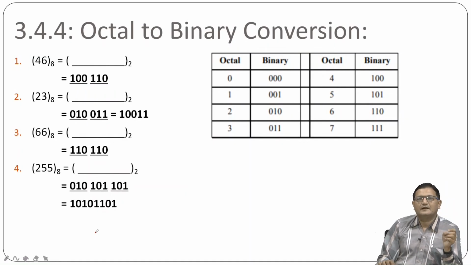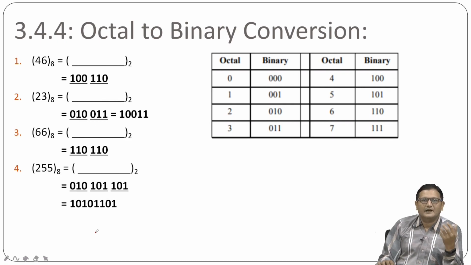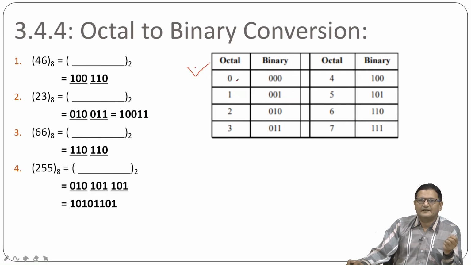Now, suppose an octal number is given to you and you need to convert it into binary. How will we convert it into binary? Make sure you memorize this particular table. In octal, how many symbols do we have? We have 8 symbols, and those symbols are 0, 1, 2, 3, 4, 5, 6 and 7. Here I have written the binary.